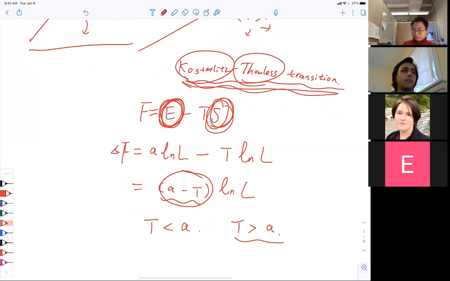Yeah, it's called the KT phase transition. It's also called a topological phase transition because this phase transition is very special. The phase goes from quasi-long range order to short range order. It's not from long range order to short range order. Yeah, that's all I want to say.